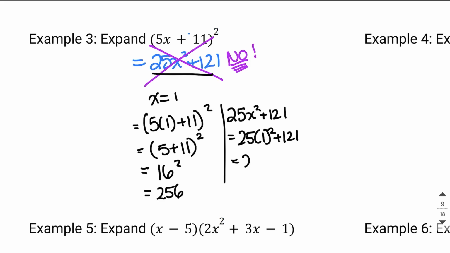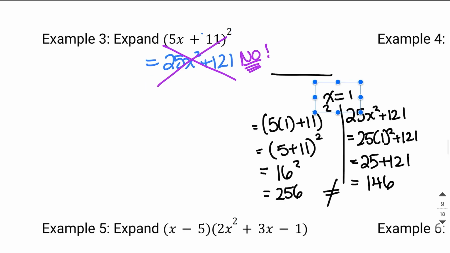And 25 times 1 squared is just 1, so 25 times 1 is 25, plus 121 would give me 146. These are not equal to each other, because they're not equivalent, because we are missing something super duper important here. So what is it that I'm missing?